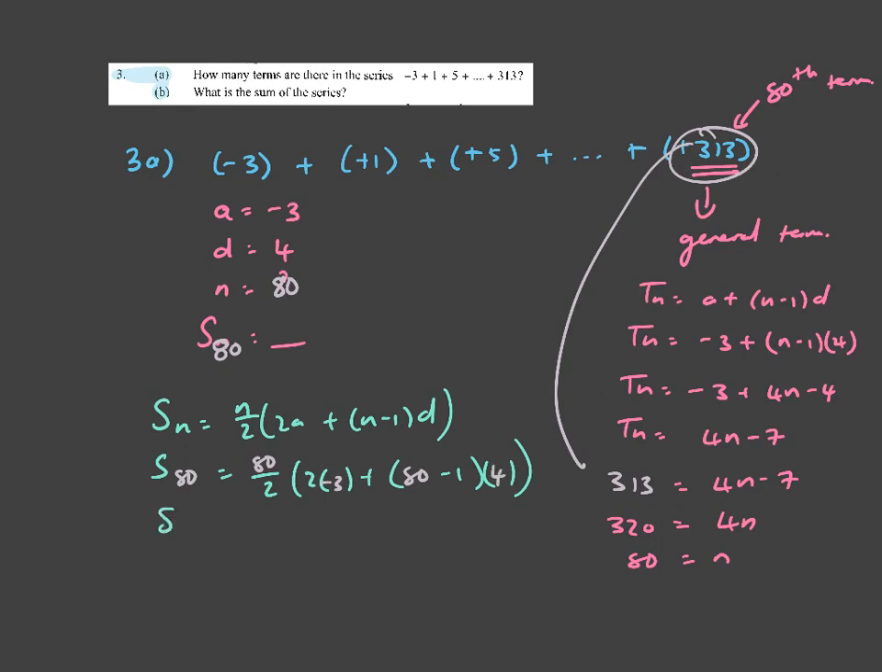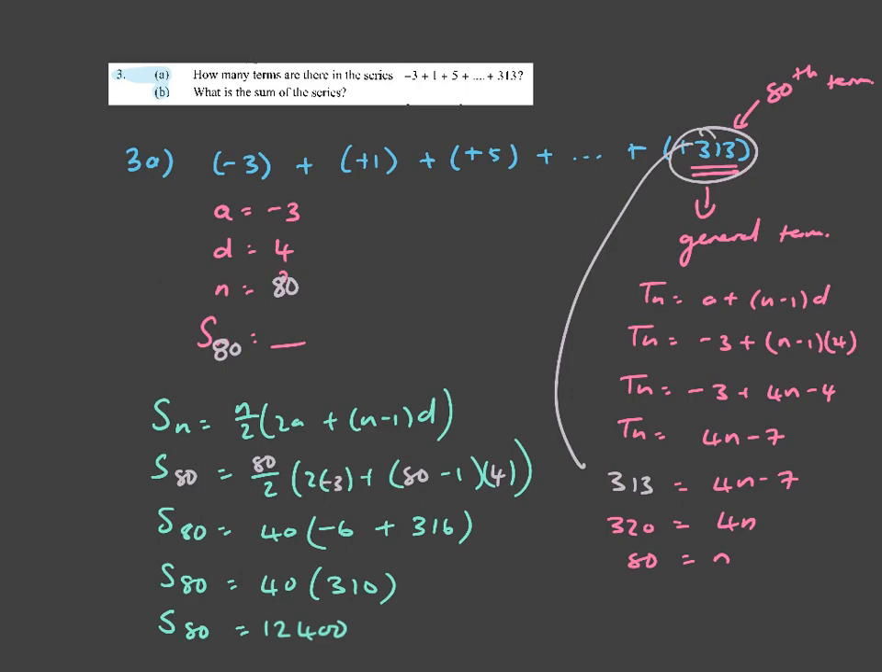So let's go for it. The sum of the first 80 terms is 40 times minus 6 plus 79 times 4. That is equal to 316. So 40 times minus 6 plus 316 is 40 times 310. So the sum of the first 80 terms becomes 12,400.